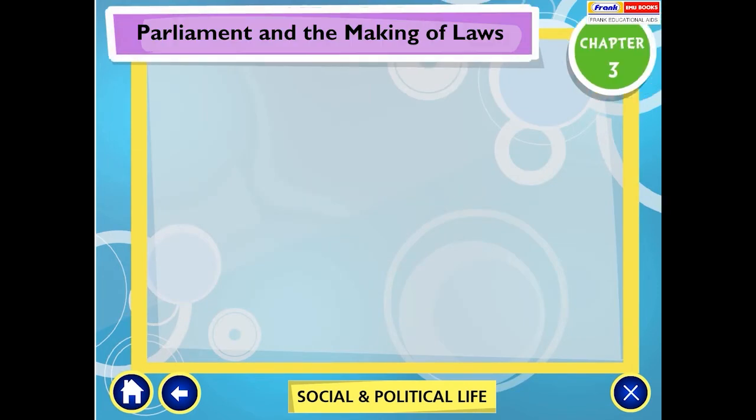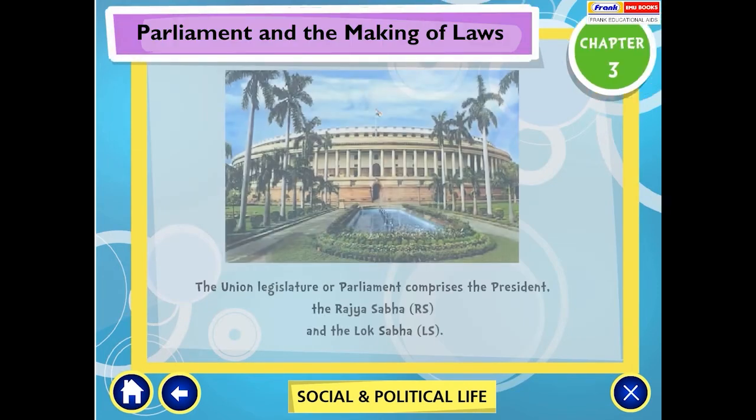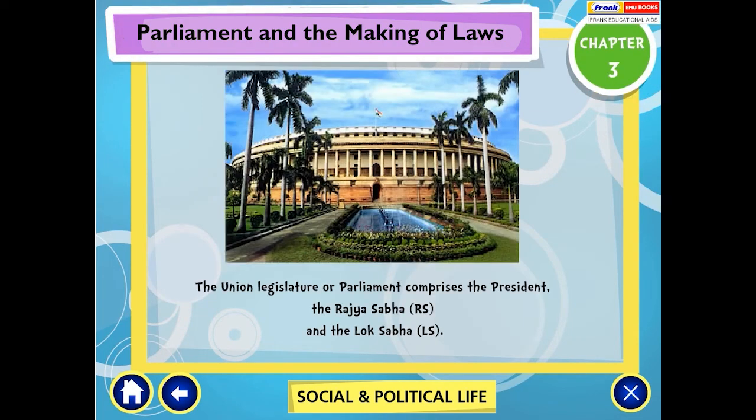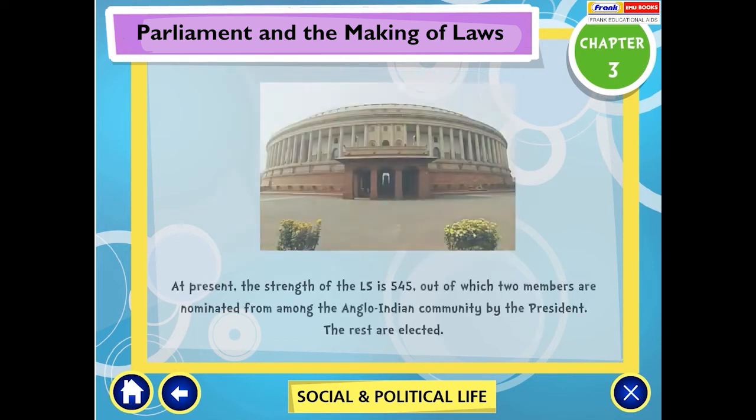The Union Legislature and Executive. The Union Legislature or Parliament comprises the President, the Rajya Sabha RS and the Lok Sabha LS. At present, the strength of the LS is 545, out of which 2 members are nominated from among the Anglo-Indian community by the President. The rest are elected.